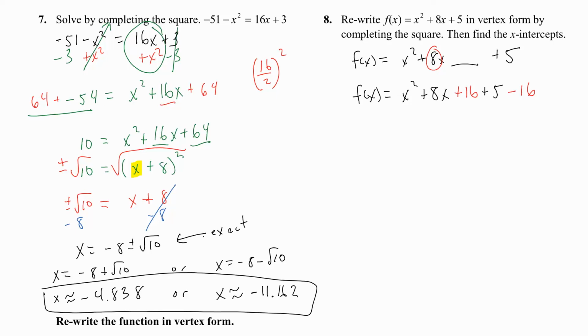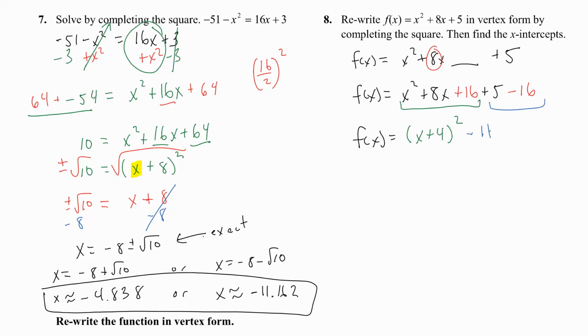The reason we did that is so for those first 3 terms right there, we can go ahead and factor that. Those first 3 terms, we want 2 numbers that multiply to be 16 and add up to be 8. So that's x plus 4 and x plus 4. So there's 2 of them. That's the whole reason why we did that. And then that last part right there, we need to evaluate that. Just simplify that. So 5 minus 16 is negative 11. So right there, we did the first part. We wrote that in vertex form.